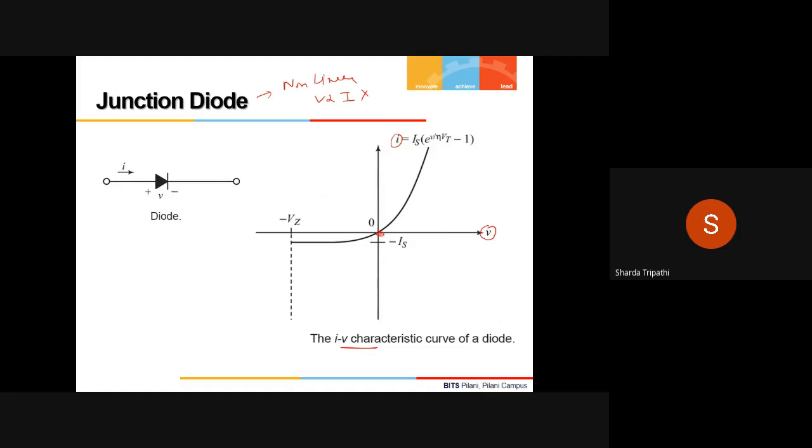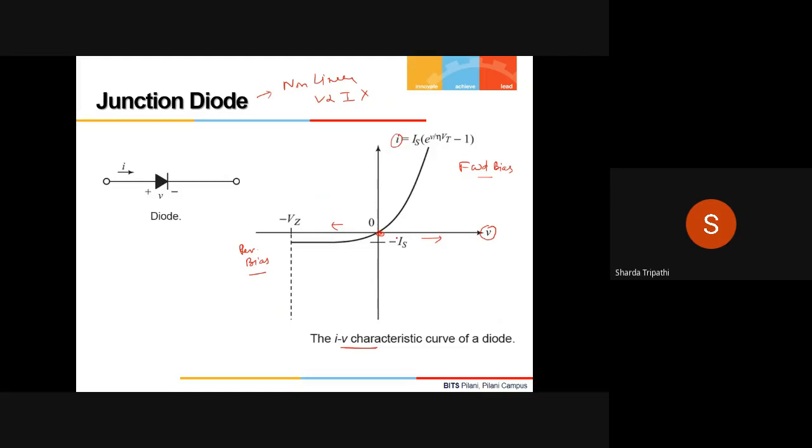So here at the center, the value of voltage is 0. Here the value of voltage is positive, and here the value of V is negative. So this region, this first quadrant, is the quadrant where the diode is forward biased, and this third quadrant is the region where the diode is reverse biased. So the characteristics show in the plot what we have just now learnt in words.